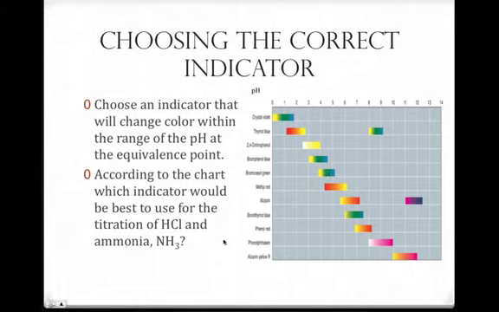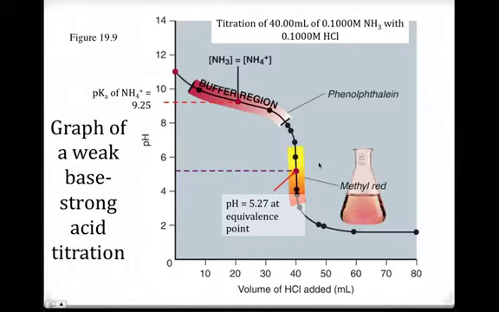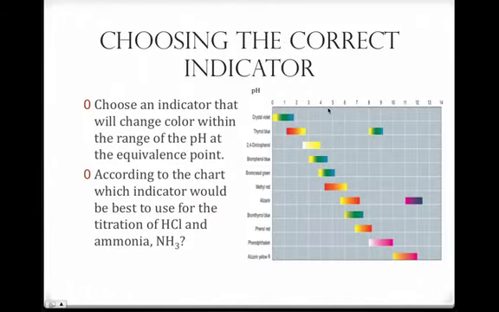If we were titrating HCl and NH3, that's what we'd be looking for, because as we saw back here, NH3 and HCl have a 5.27 equivalence point. So let's see what changes around 5.2. Well, maybe methyl red would be a good choice of indicator. Oh, we got it right.